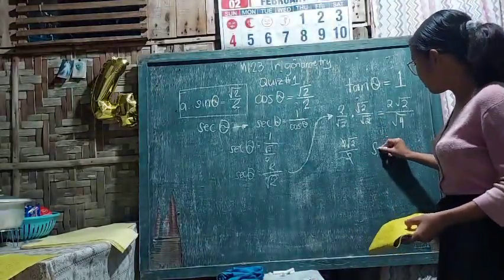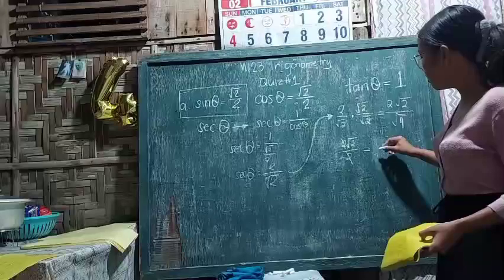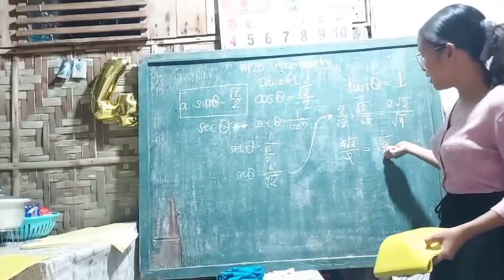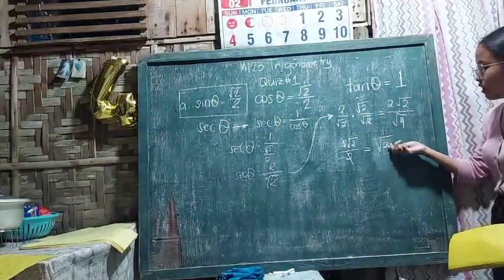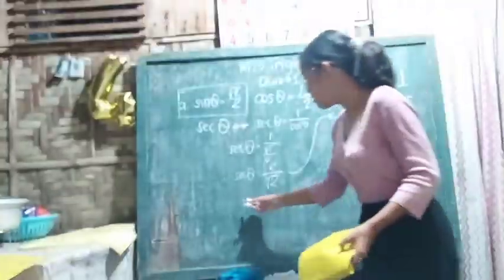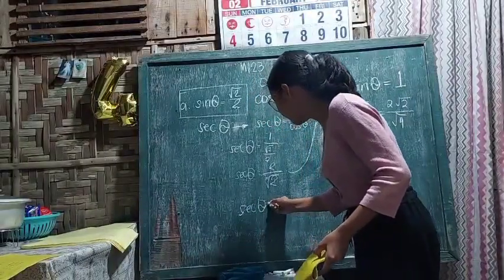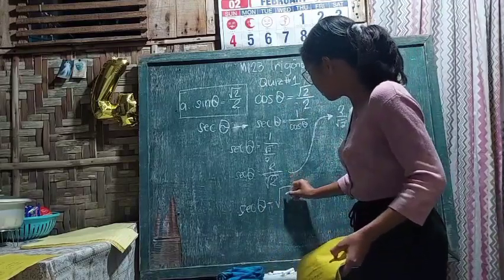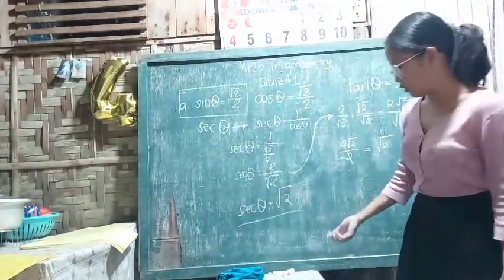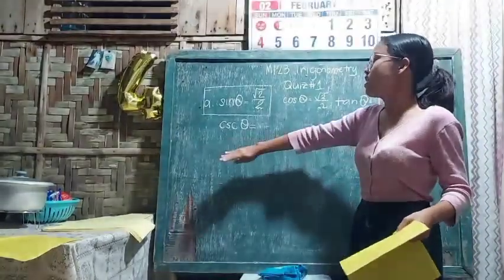So now we are left with one value, square root of 2. Since square root of 2 isn't a perfect square, we are going to leave it as it is, and it will now become the value of our secant theta. So our secant theta is square root of 2. Now for our fifth trigonometric function, it is cosecant theta.